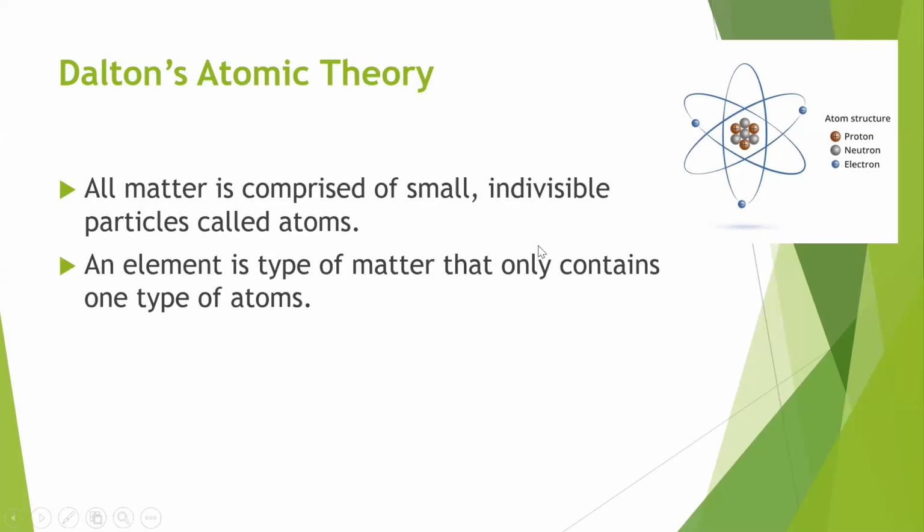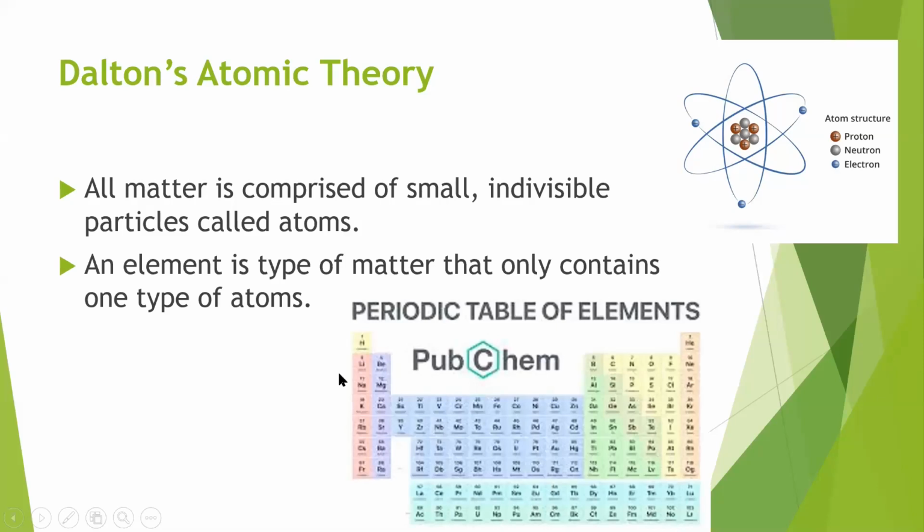His second postulate is an element is a type of matter that contains only one type of atom. So here's a periodic table. There are 118 known elements so far. Each element contains only one type of atom. For example, this 1H is hydrogen. The element hydrogen only contains hydrogen atoms. And this one is He, helium, and the element helium only contains helium atoms.